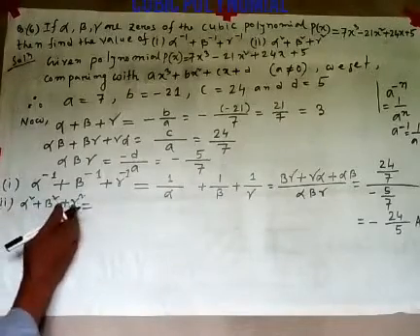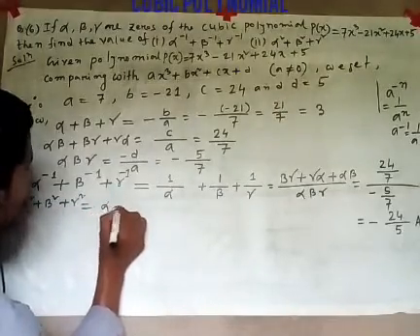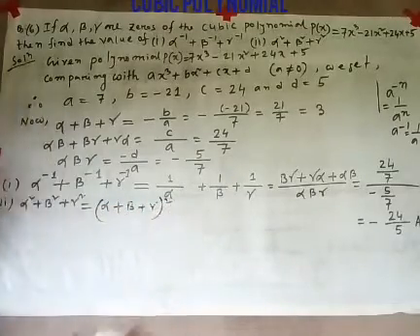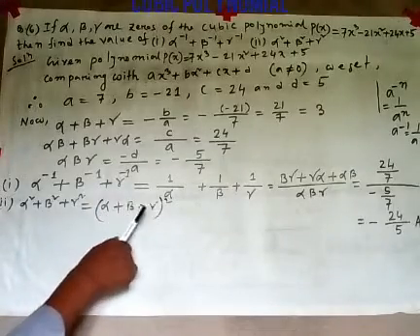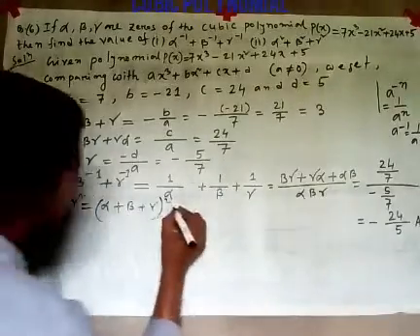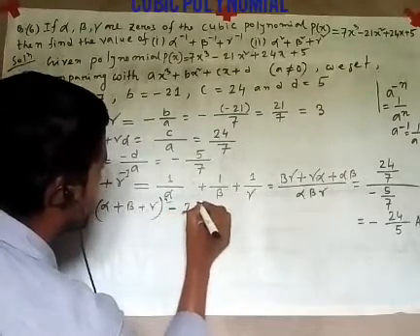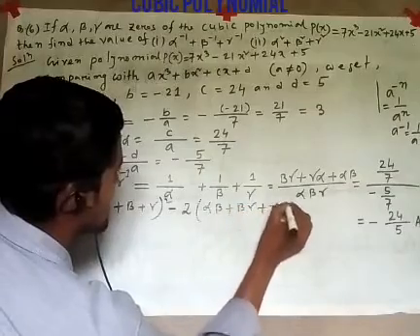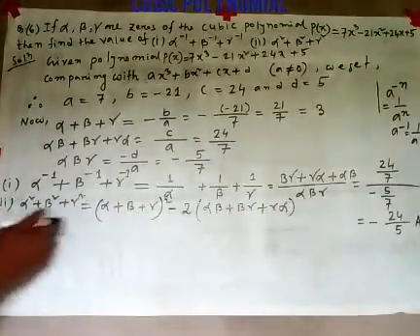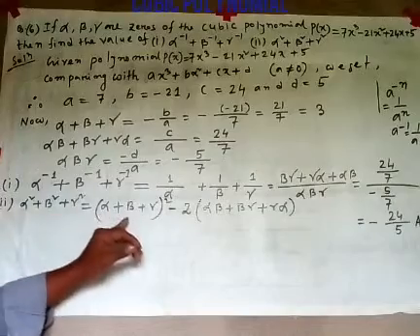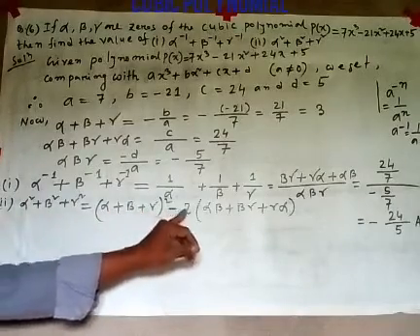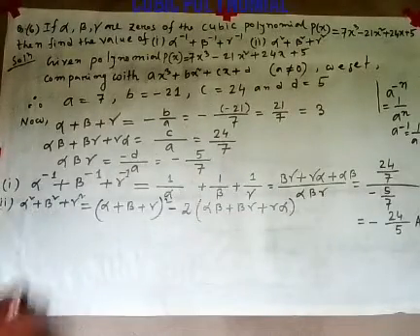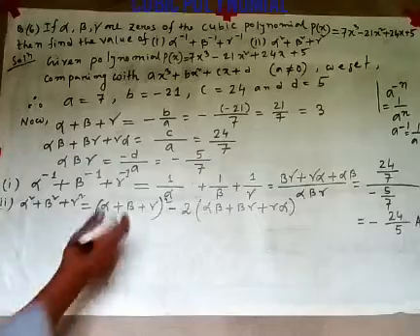So this formula we can write it like that also. Alpha square plus beta square plus gamma square equal to alpha plus beta plus gamma whole square minus 2 times alpha beta plus beta gamma plus gamma alpha. We can write the formula like that also. So try to learn this formula by heart, all of you.